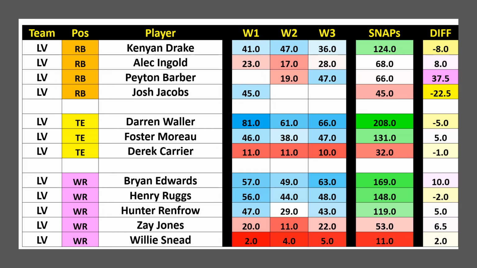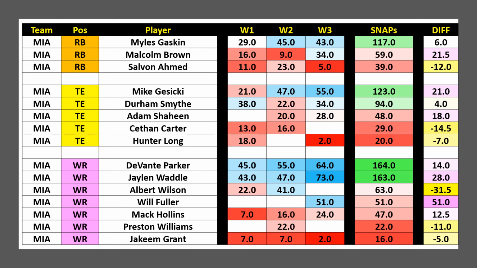But Waller and Moreau's getting more snaps than I would have thought. Look, it's half, and then more than half. So that's a little surprising. Edwards, he's the 1. Ruggs is the 2. Renfro's the 3. I guess Renfro's the injury wide receiver handcuff. He might be worth a play in a deep bench.